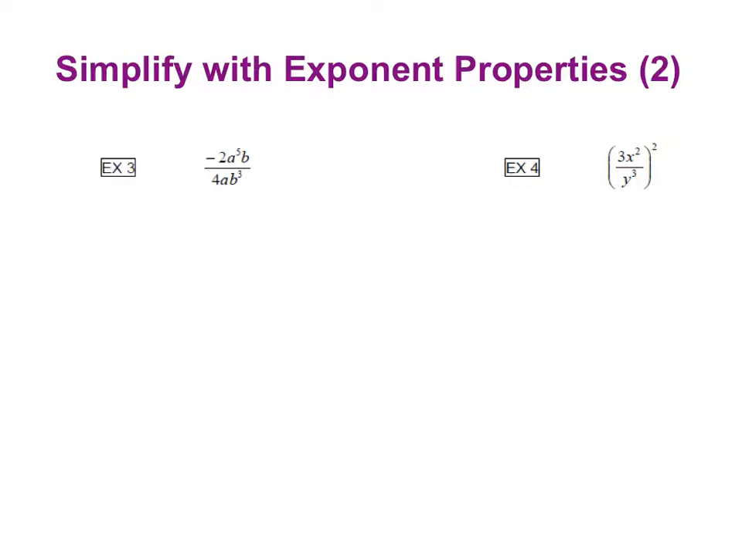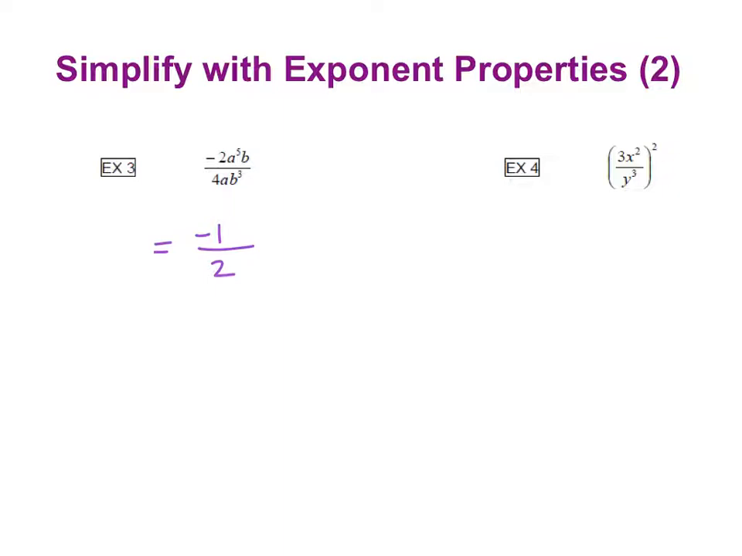All right, we are continuing with our simplifying using the exponent properties. Example 3, working left to right with the problem, we have these coefficients that we are going to divide. Now, -2 does not divide by 4 because it's too big, so we are going to reduce the fraction. You can divide those both by 2 and you get a -1/2.